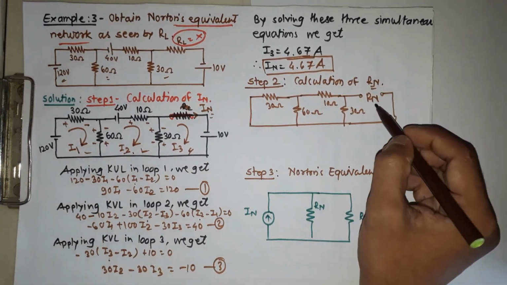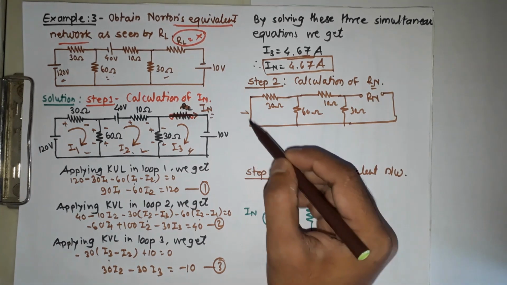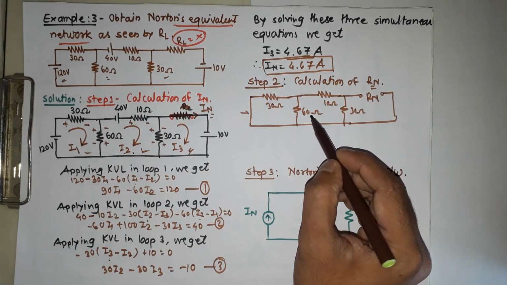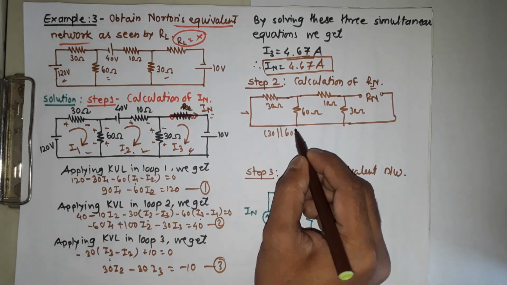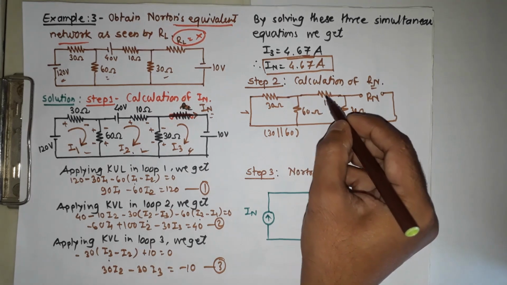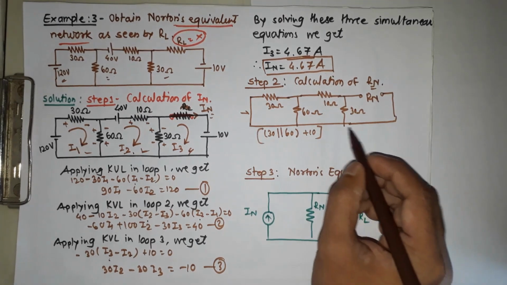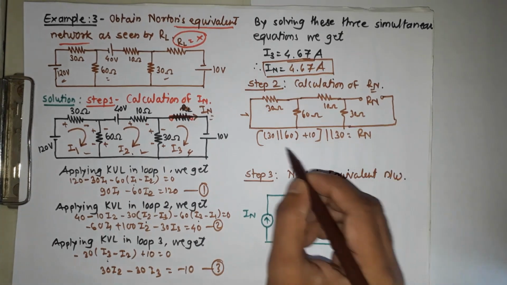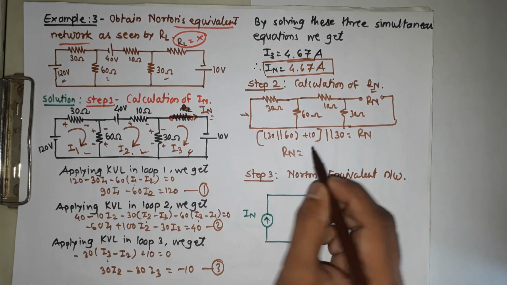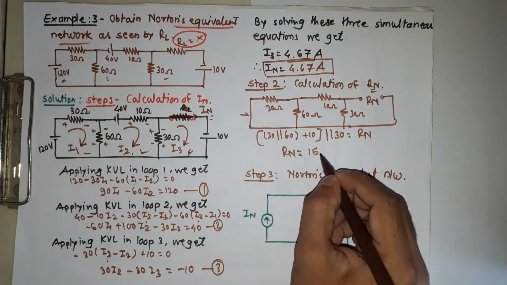Now see here we have to find the Norton's resistance. So we are starting reducing from this terminal. So this 30 and 60 is in parallel. So we are taking 30 parallel with 60, and this will be in series with 10, so plus 10, and this combination will be in parallel with 30. So parallel with 30 is equal to RN. So we are getting RN is 15 ohm.